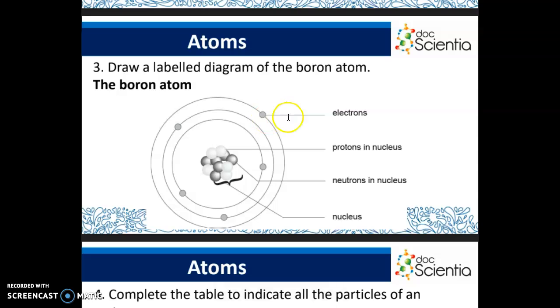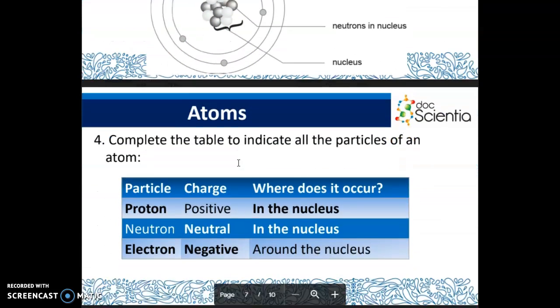And then here on the side, you have the electrons, which are negatively charged. The protons are in the nucleus, so they're both here in the middle. They are positively charged for protons, both with a P. Neutrons are also in the nucleus, and they are neutral. They're not charged at all. And then the nucleus is the protons and the neutrons together.